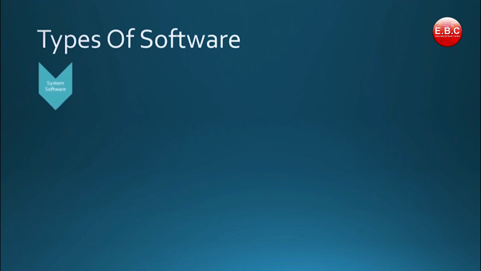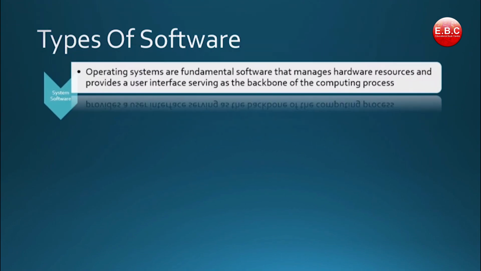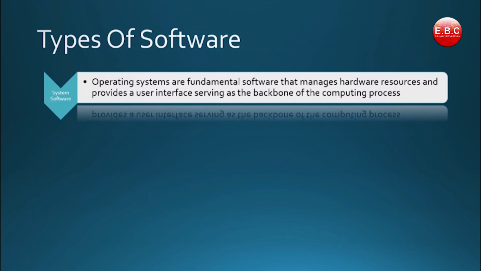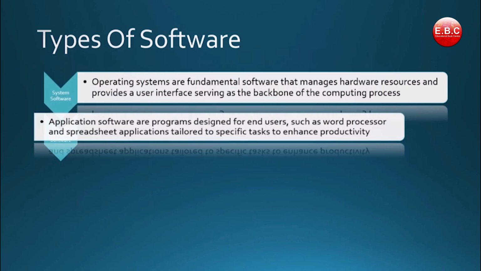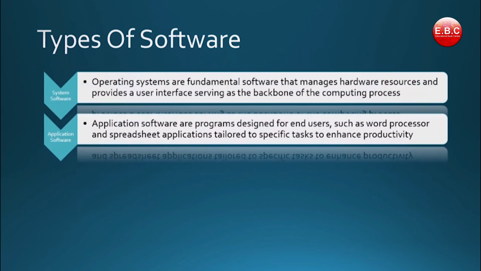Types of software. First one, system software. Operating systems are fundamental software that manage hardware resources and provide a user interface, serving as the backbone of the computing process. It connects the user to the hardware. Second one, application software. Application software are programs designed for end users, such as word processor and spreadsheet applications, tailored to specific tasks to enhance productivity.